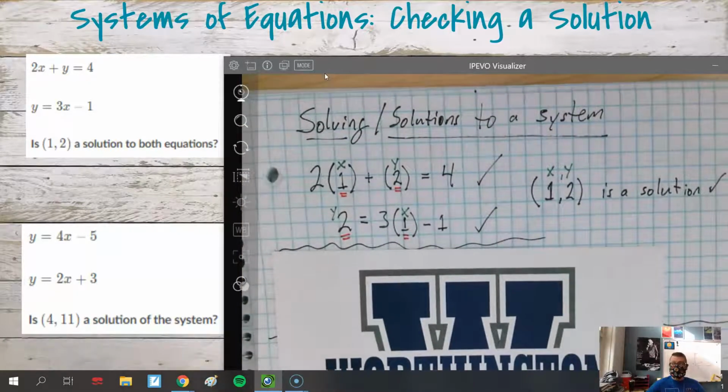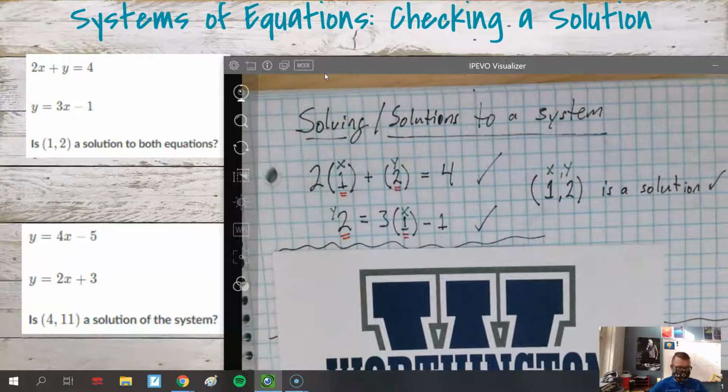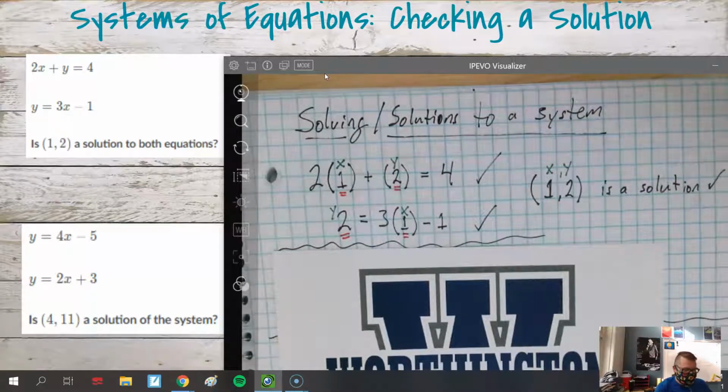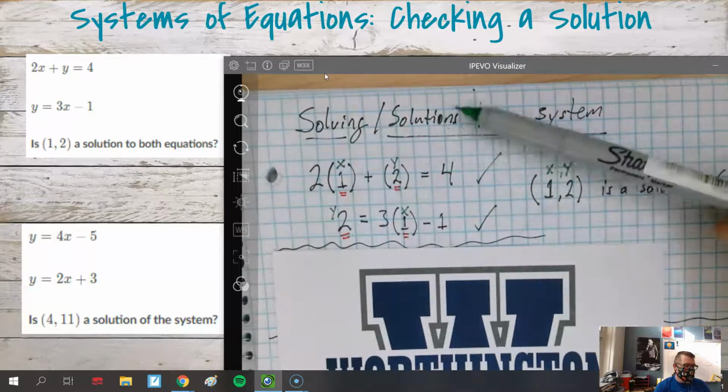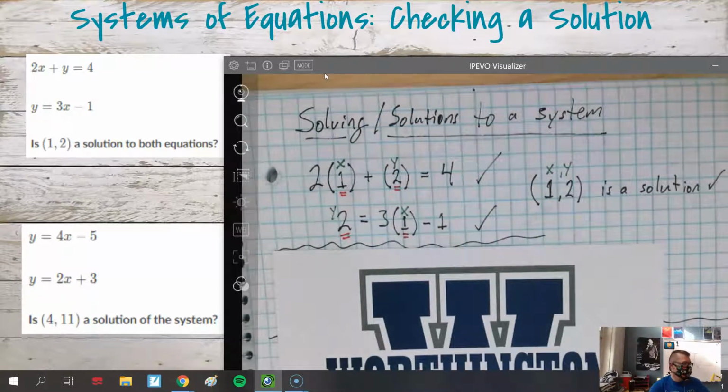Sorry, and if you want to head your notes, note page, whatever you want to say, I'm tripping on my words inside this mask. It's solving, solutions to a system. So how do we solve a system? How do we check a solution to a system? So the first thing we're actually doing is checking a solution.